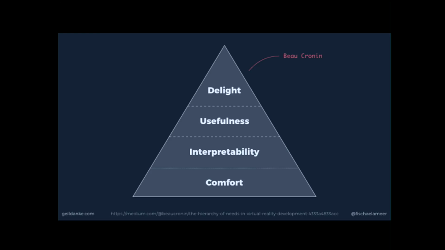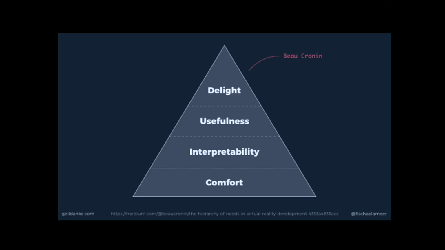Bo Cronin, I hope I spell his name right, has created this hierarchy of needs in virtual reality, which I find very compelling and a good guideline to prioritize our focus when we are creating VR apps. The hierarchy shows that the most important needs in VR are first comfort and interpretability. And only afterwards comes usefulness and delightfulness of an application.